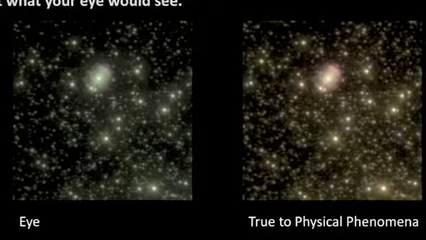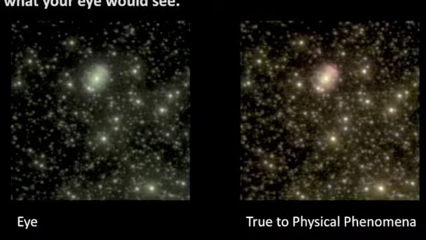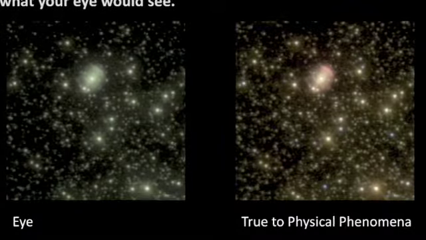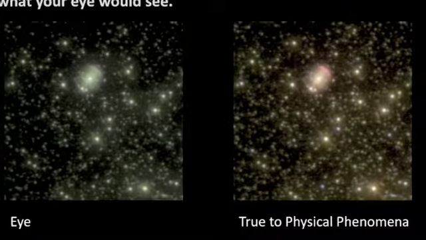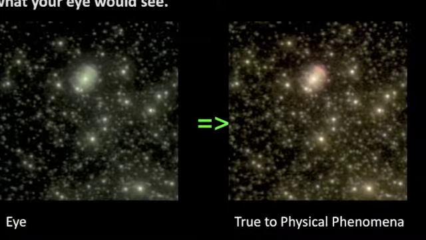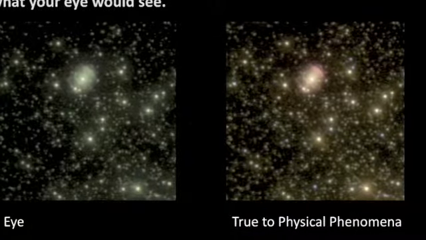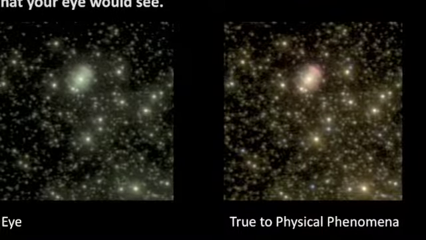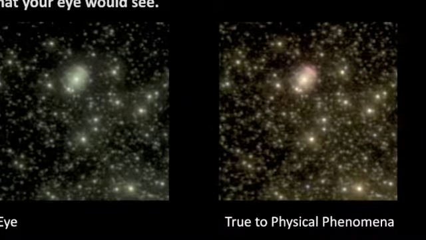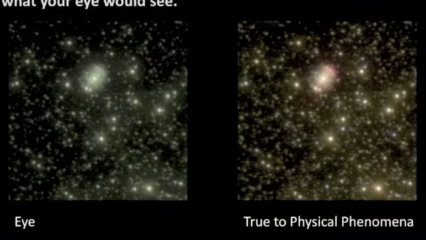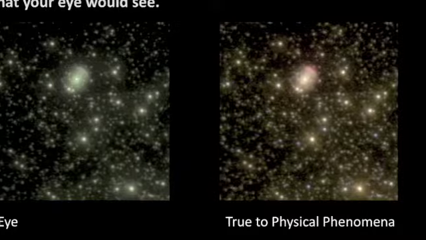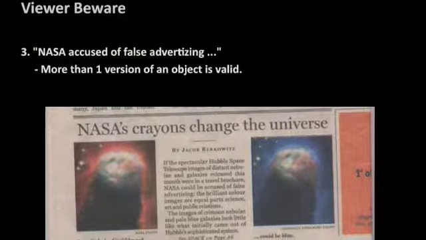And here's another thing you see. You see blue stars and orange stars, which is true. We have hot stars that are blue and cool stars that are orangish. So this image here is the one that tells you what's true to the physical phenomenon and what's not true to your eye. This is what your eye would see, and this is what is really there. So there's a philosophical point. What should we call true color? NASA accused of false advertising.